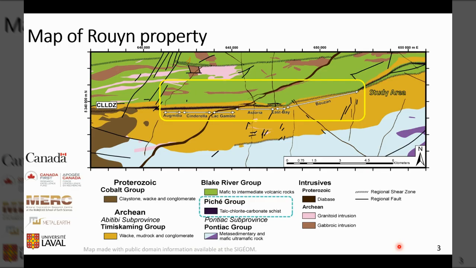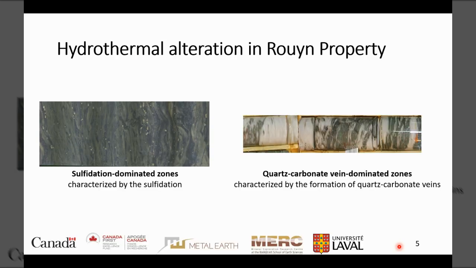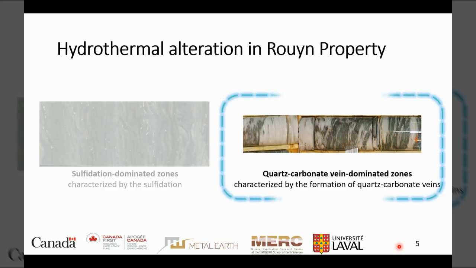We gathered the petrophysical data from 7 boreholes along this study area. So, based on the occurrences of the gold, we divided our study area into two main zones. The first zone is sulfidation dominated zone, which is characterized by the sulfidation, and the second zone is quartz carbonate vein dominated zones, which are the sections that have a high number of quartz carbonate veins. For this presentation, I will only focus on the quartz carbonate vein dominated zones.